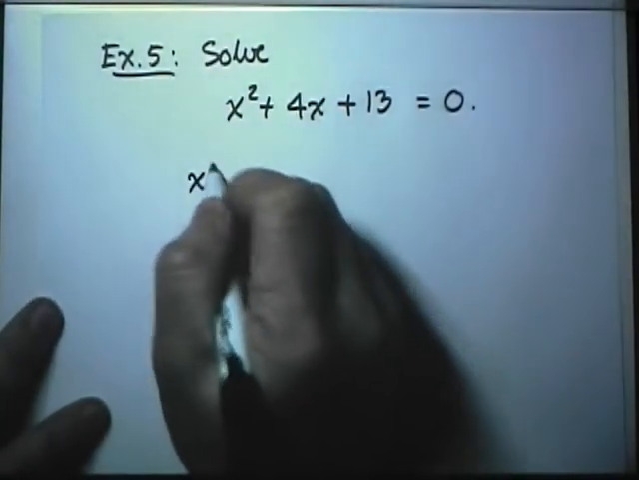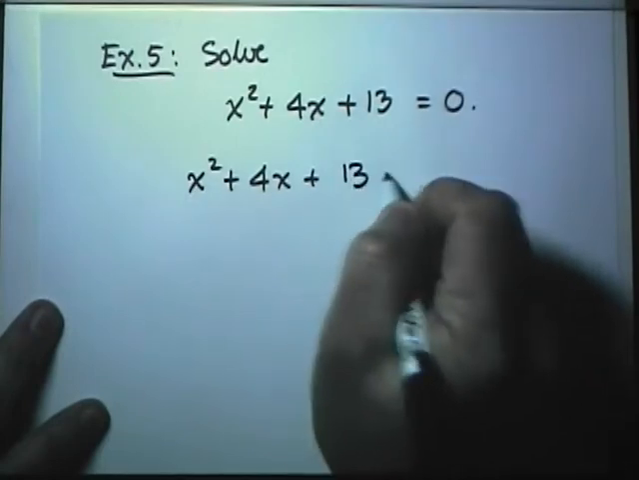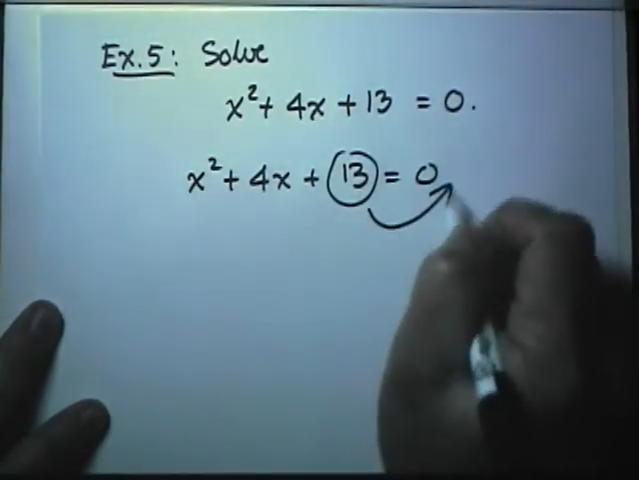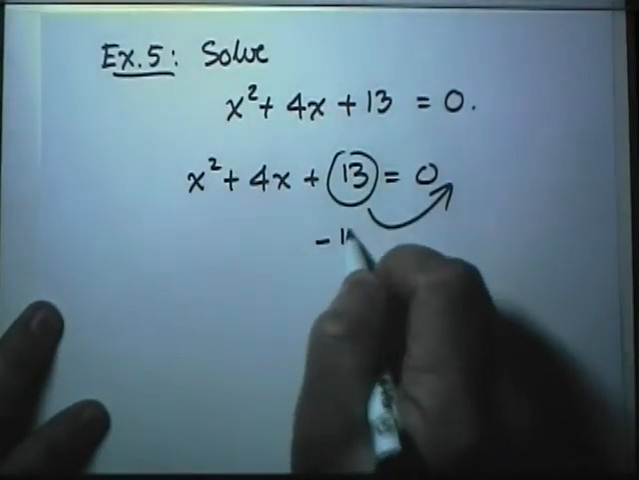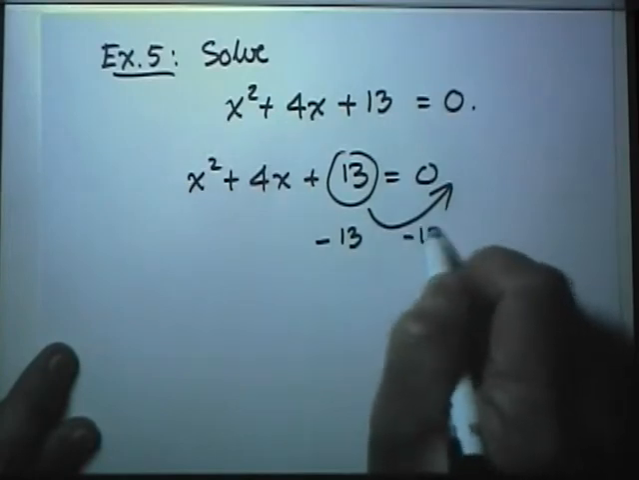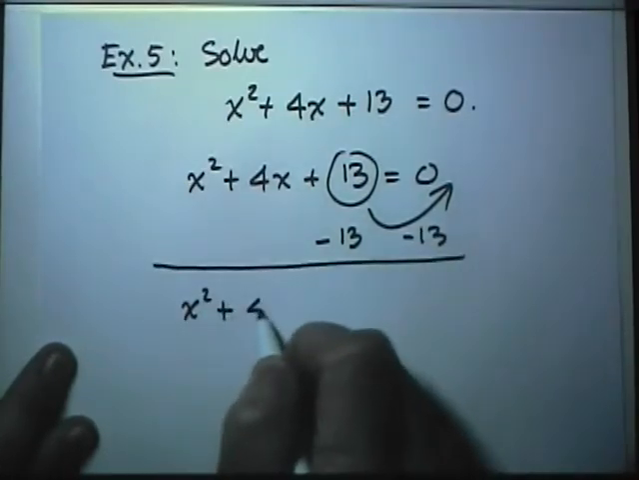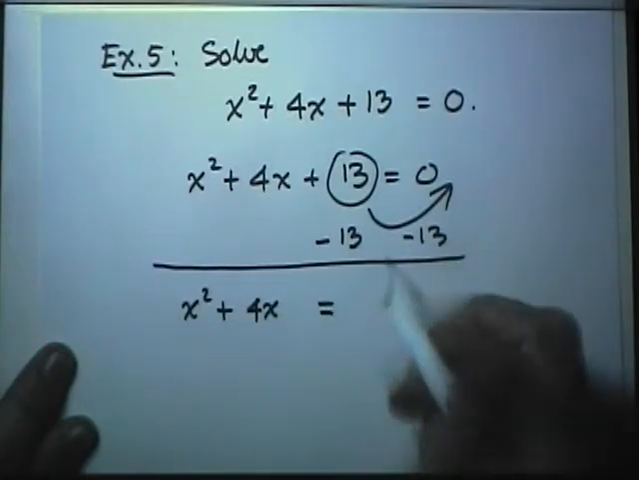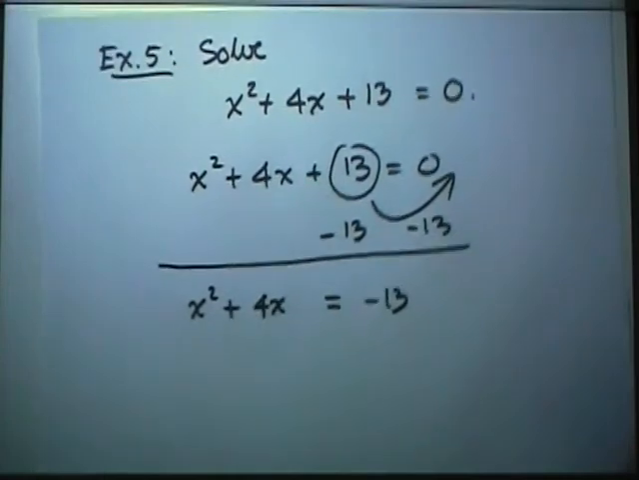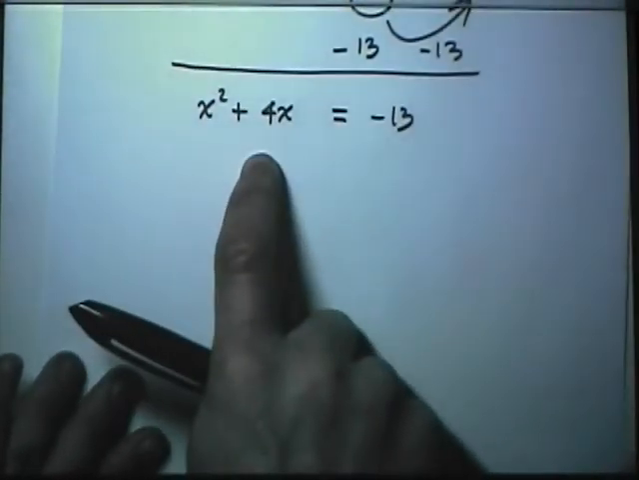So, rewriting the equation, x squared plus 4x plus 13. Once again, first step, I want my last term right here, the c term, to go to the right side of the equation. So I'm going to have to subtract this time because it's a plus sign. So I'm going to subtract 13 from both sides. And what I'm going to have here, x squared plus 4x equals minus 13. Okay, everybody agree here?